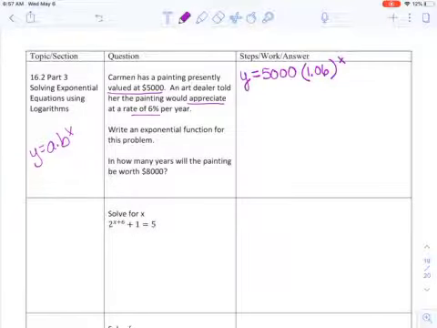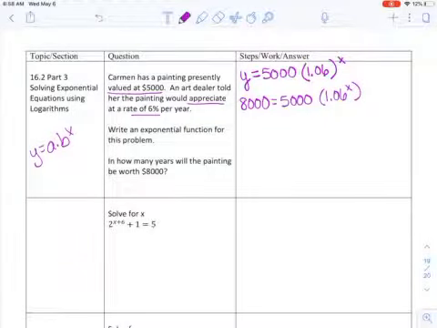Okay, and then they want to know, in how many years will the painting be worth $8,000? So we're not plugging in for the x, we're plugging in for the y value. So 8,000 equals 5,000 times 1.06 to the x. And again, I like this part to be by itself if I'm solving that. So I'm going to divide both sides by 5,000. And so 8,000 divided by 5,000 is 1.6. And that's 1.06 to the x power.